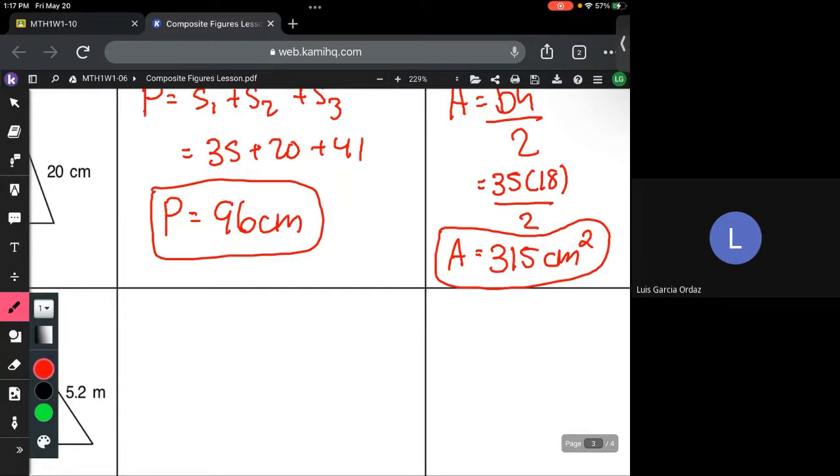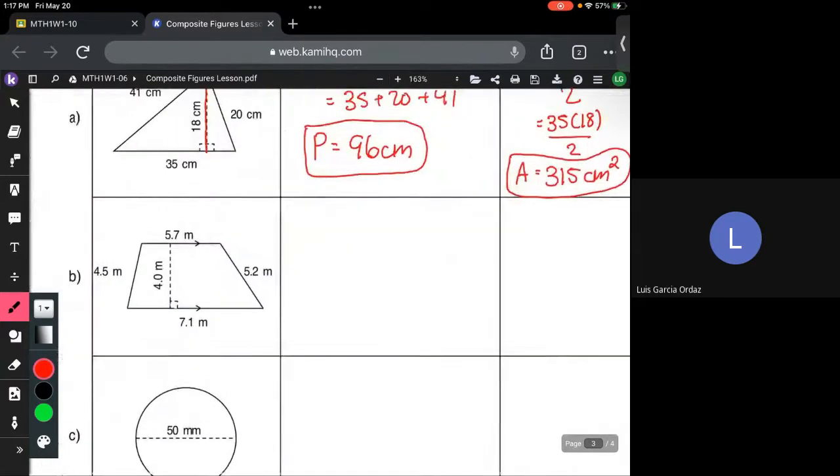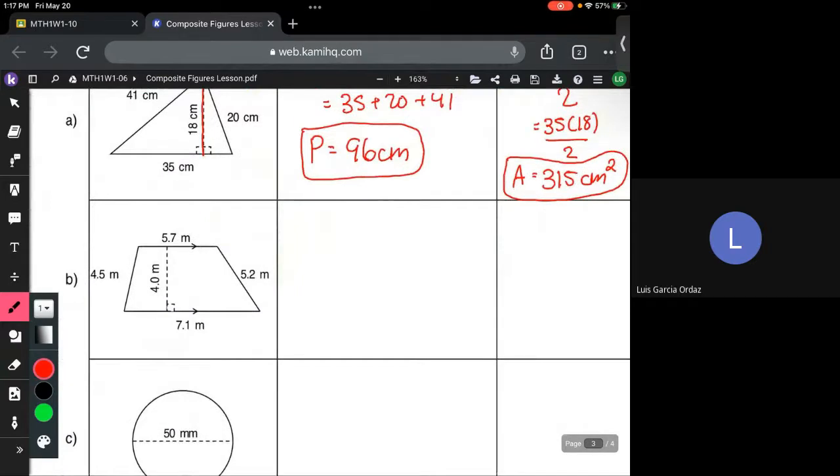Okay, so for our next shape, what type of shape do we have over here? What type of shape, Austin? We have a trapezoid. So what is the perimeter of a trapezoid? No. How do you find the perimeter of any shape? You have to do what? We have to do what with all the sides? Just add up all the sides.